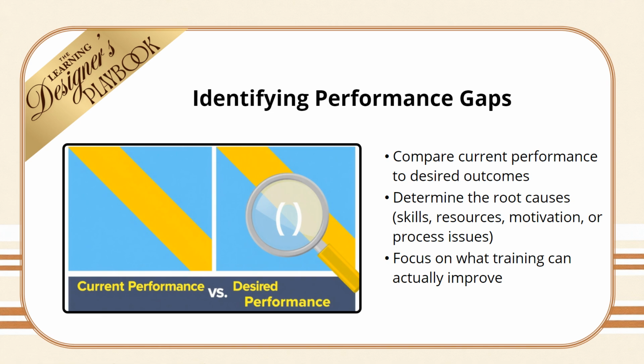Not every performance issue can be solved with training, so it's essential to identify whether learning is the right solution. For instance, if employees know what to do but lack the tools to do it, the problem may be operational rather than instructional. A good analysis helps you focus your training only where it will make a measurable difference. This step ensures your solutions are targeted, efficient, and impactful.